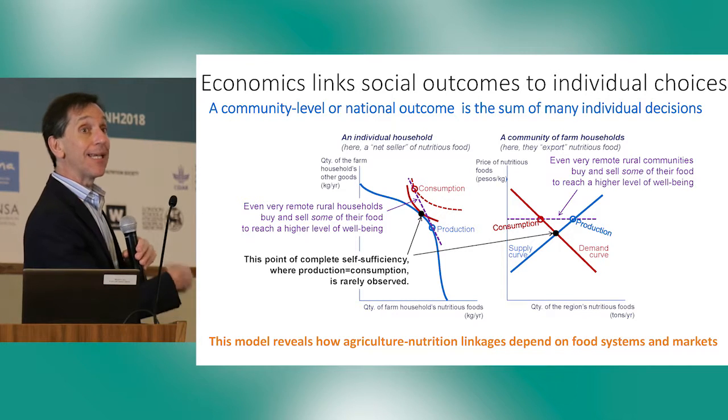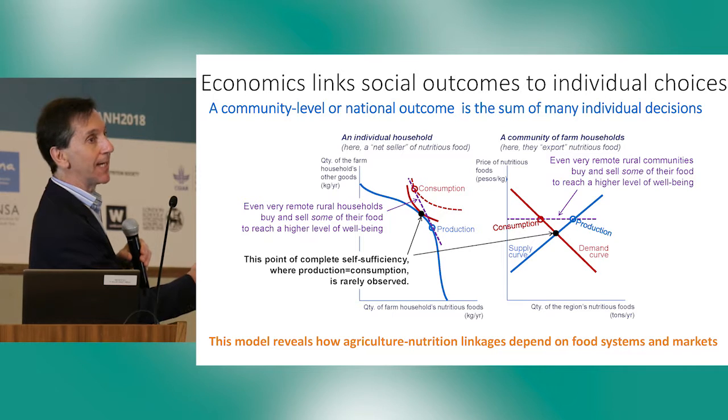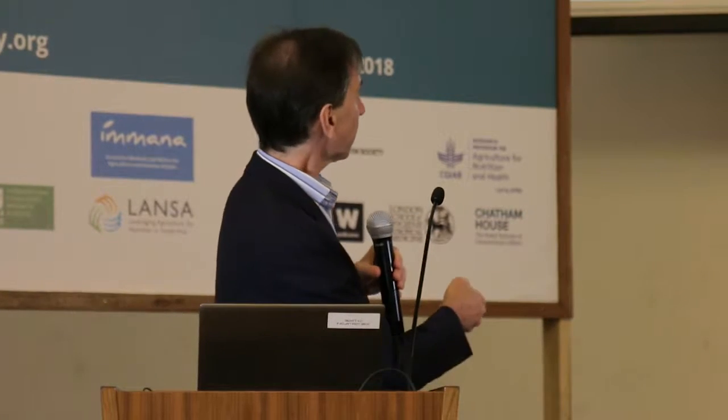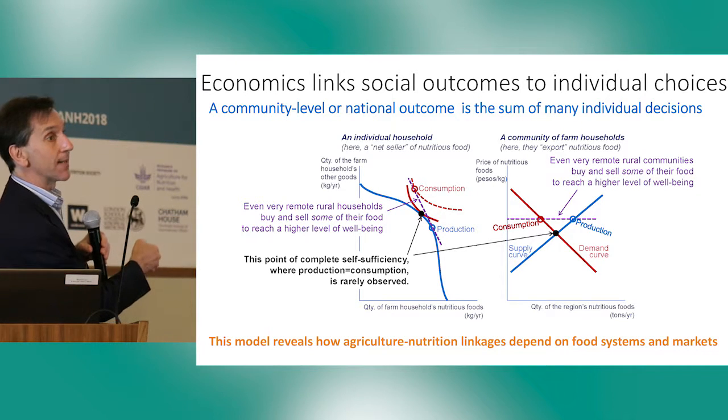So we can map each individual's choice as a quantity of the nutritious food and add those up over all the individuals in a given place. And we call this thing a supply curve. It could be for a region like a district, or it could be a village, or it could be a whole country, or all of Africa, or the world as a whole. And each individual's increased production when price goes up means a larger quantity at a higher price.